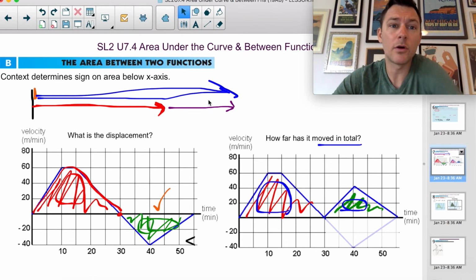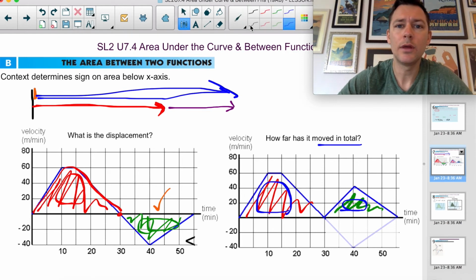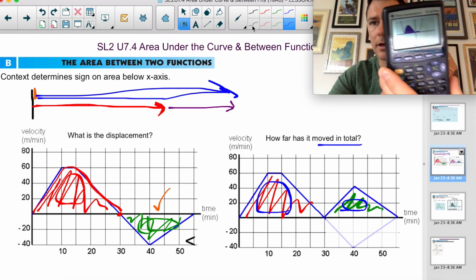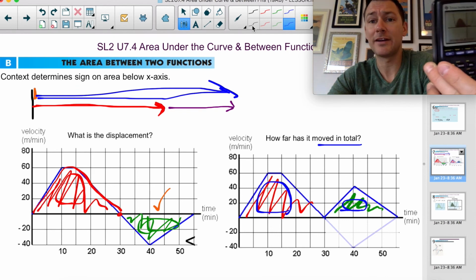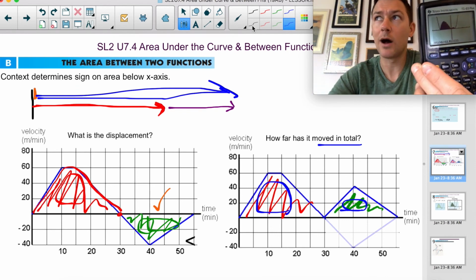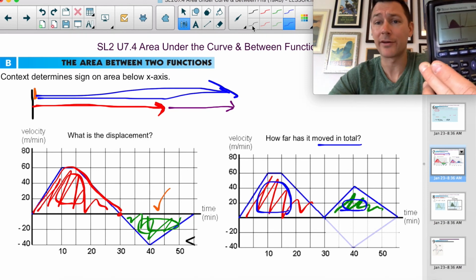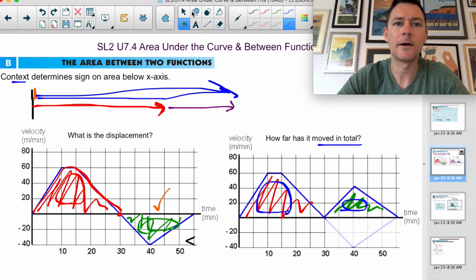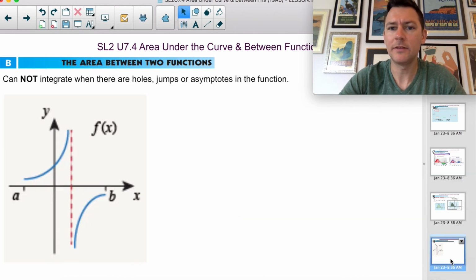Sometimes it's difficult to know. An easy thing to do, if you're working with your calculator, if you're not sure, instead of finding the integral across the whole distance, find just the pieces you want and then think your way through, do I add or subtract based on context. Yeah? Great. One last piece.